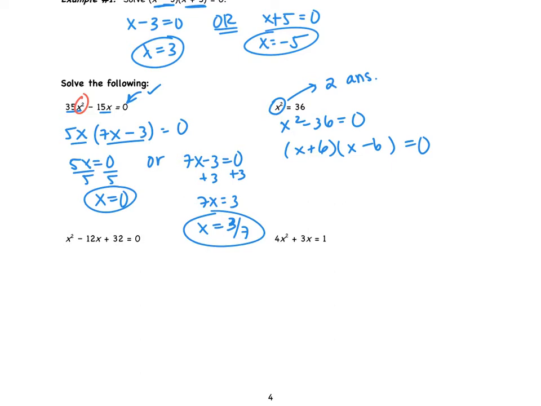So now again, one of these two expressions has to be equal to 0. When I multiply them and I get 0, that's the only way that'll happen. So I have either x plus 6 equals 0, or x minus 6 is equal to 0. Solving the first equation, I get negative 6. Solving the second equation, I get positive 6.